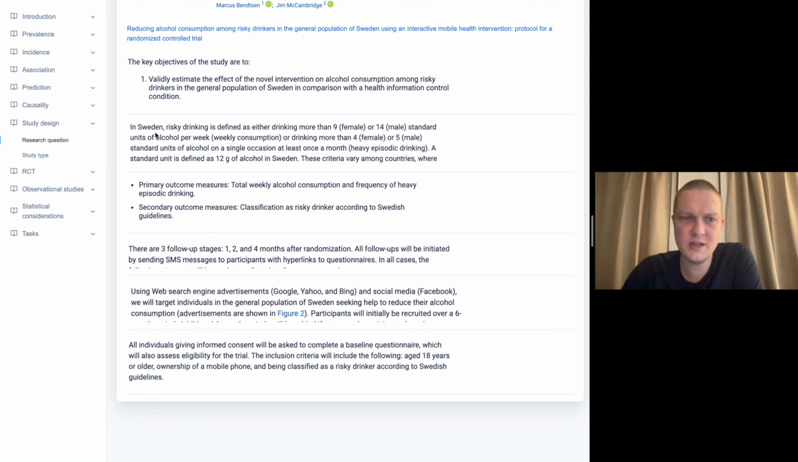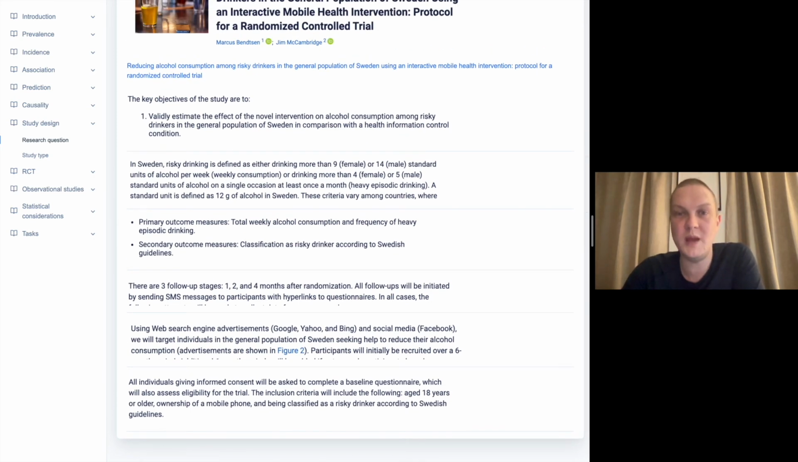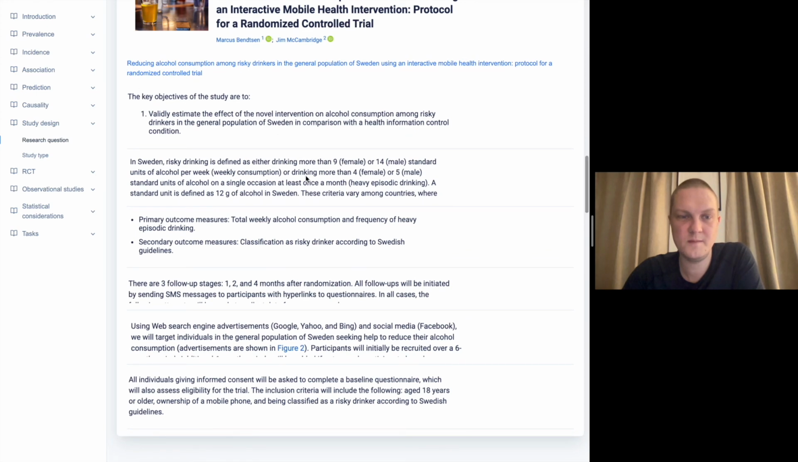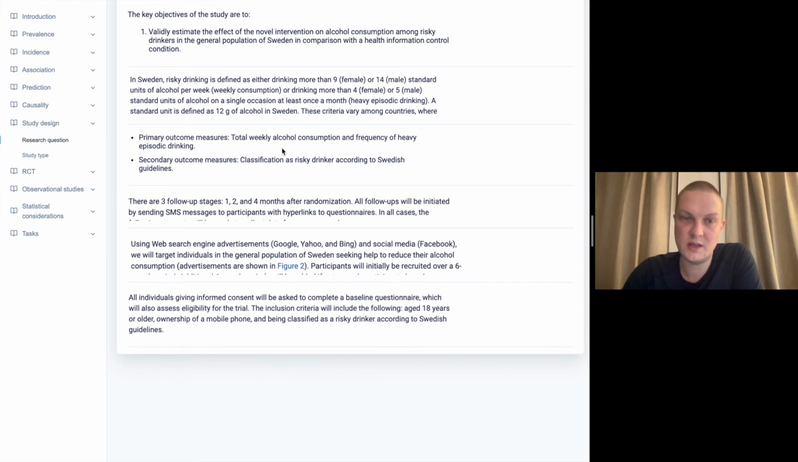There is a definition here, what risky drinking actually is intended to mean in this particular study, which is either drinking more than 9 or 14 standard units of alcohol per week, or drinking more than 4 or 5 standard units of alcohol on a single occasion, at least once a month. And here standard units are defined as 12 grams of alcohol. So sort of a definition of what we mean by this risky drinker criteria. The outcomes are total weekly alcohol consumption and frequency of heavy episodic drinking. And there's a secondary one, which is classification as risky drinker according to Swedish guidelines.